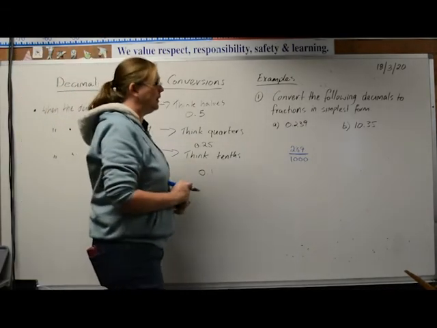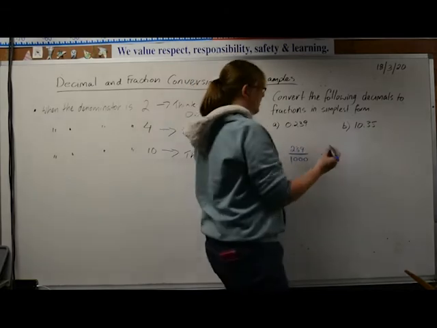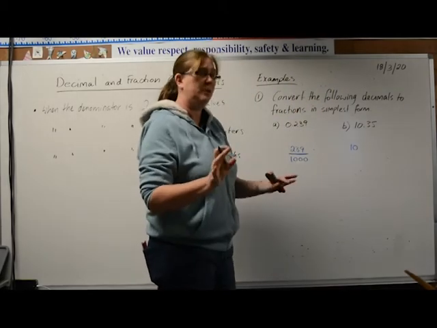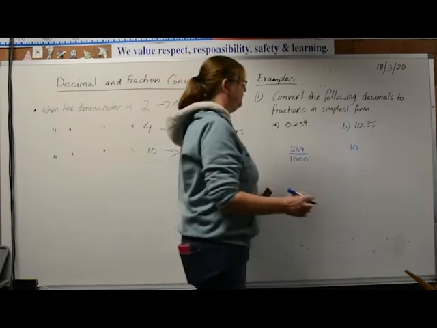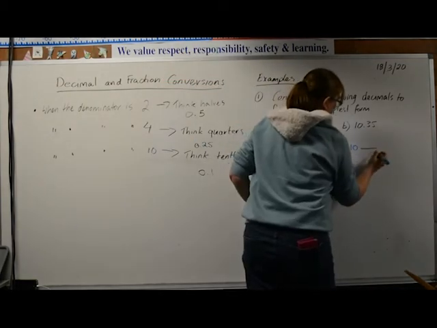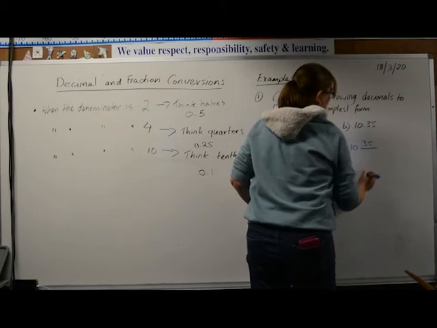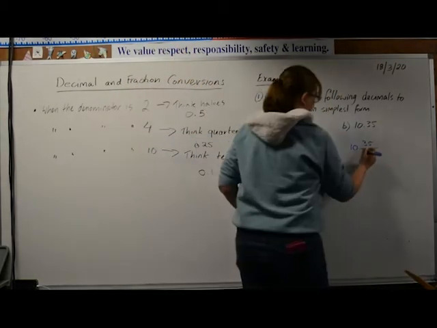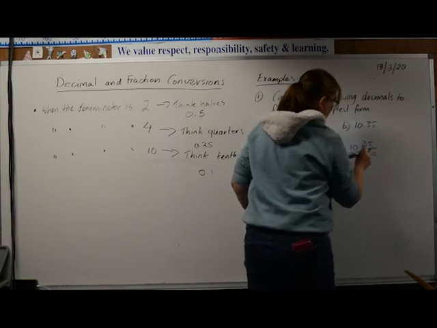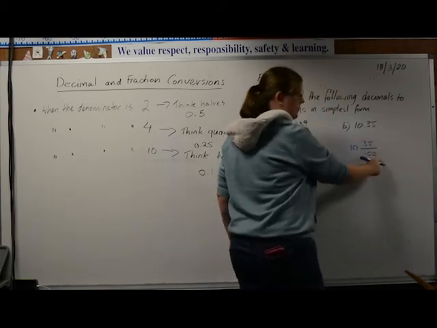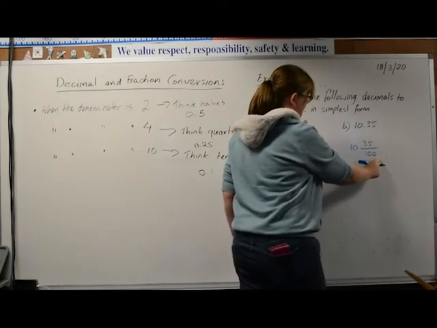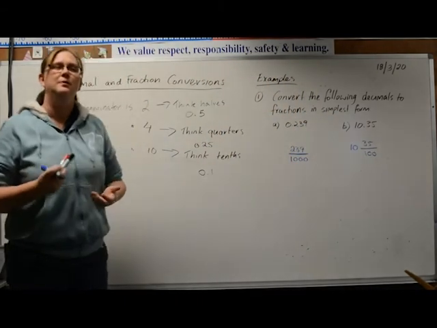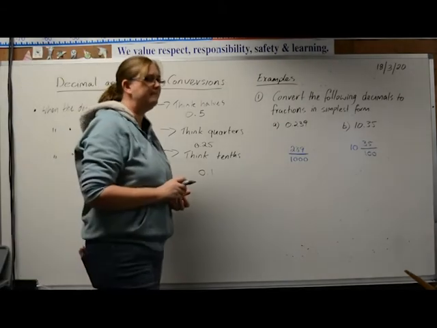10.35. Do we have whole numbers? Yes, we do have a whole number, we have 10. So 10 is going to be on its own. Don't need to do anything else with the 10. Then we have 35 over what number? 100. Awesome. 2 decimal places, 2 zeros. 10 and 35 over 100.